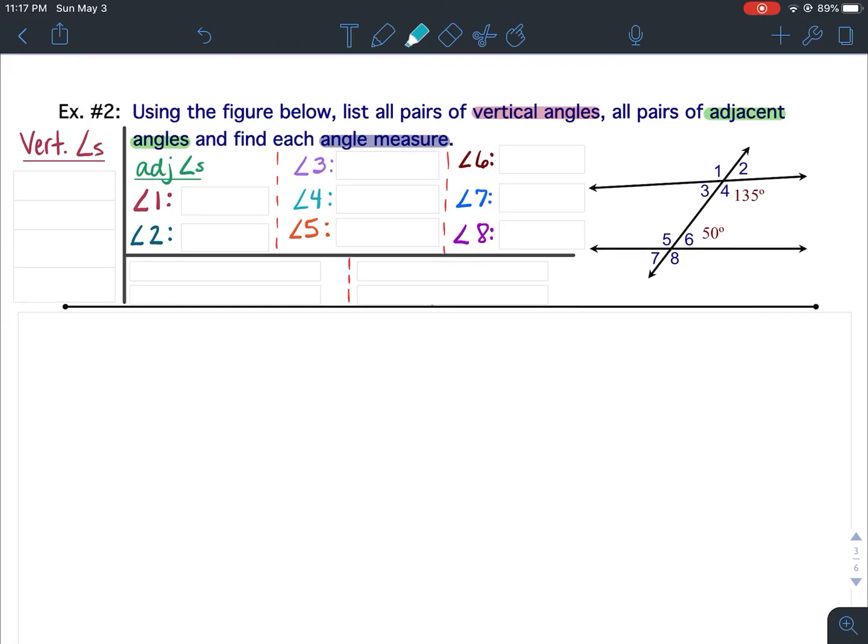Properties of angles, lesson 22 notes, example number 2. Using the figure below, list all pairs of vertical angles, all pairs of adjacent angles, and find each angle measure.